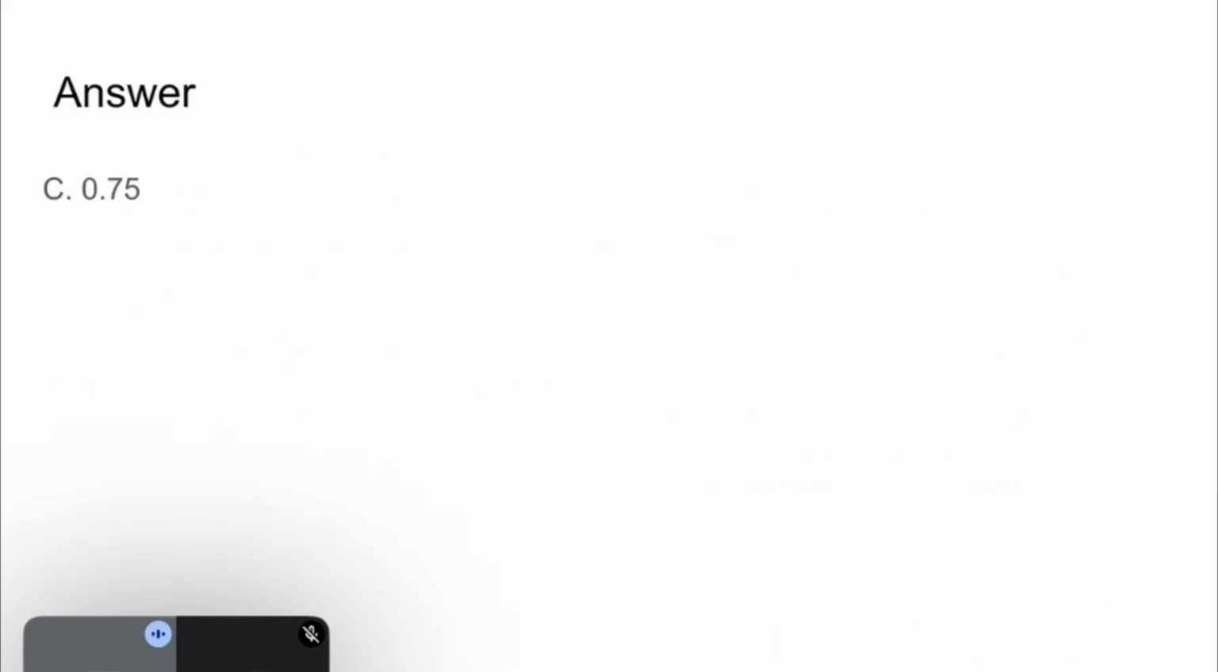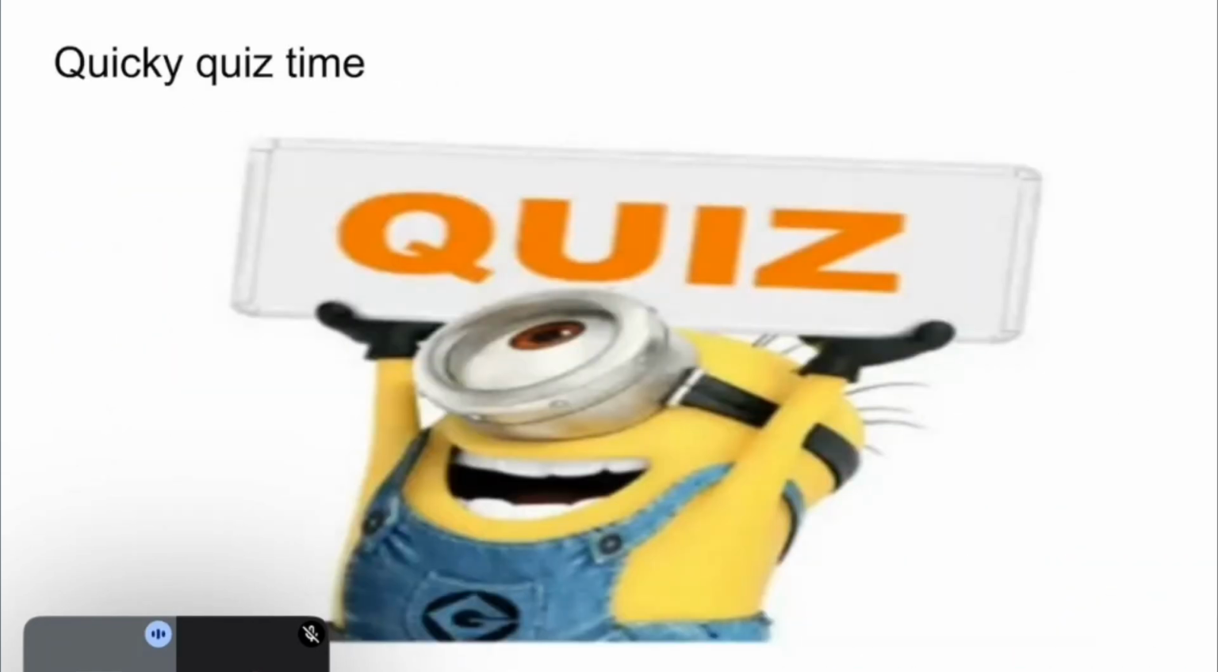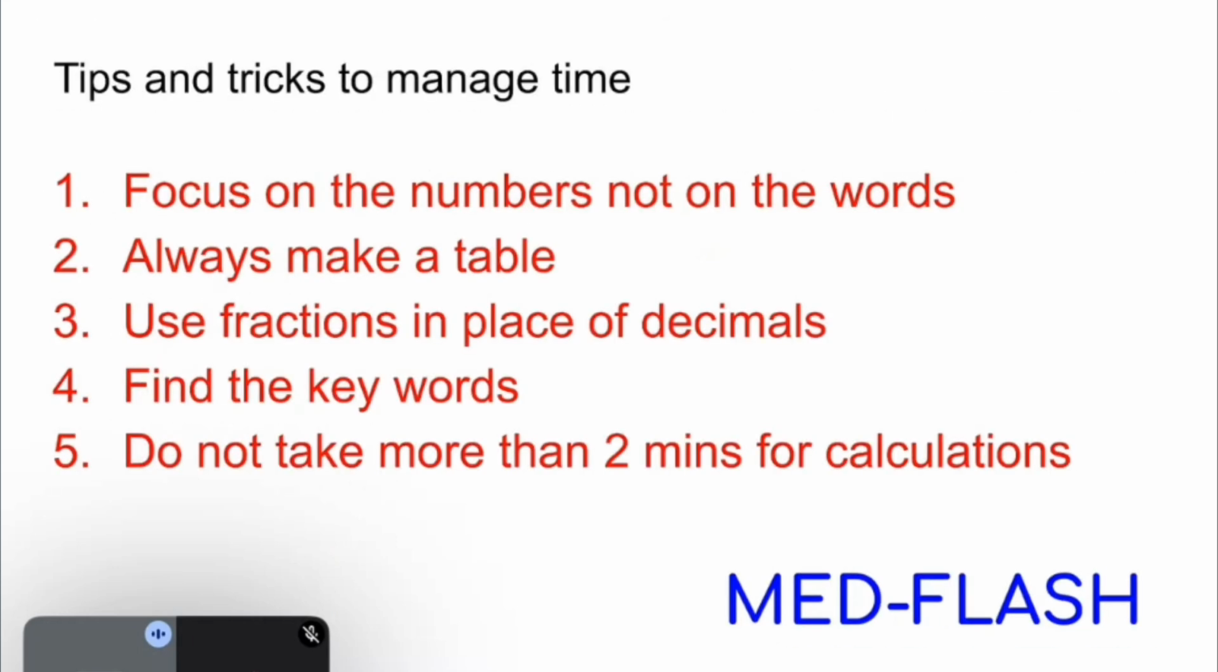Okay, so predefine your knowledge and save your time in writing things down firsthand. Focus on the numbers and not the words. Just neglect the extra history that they're giving you. Okay. And the second most important thing is to always make a table.